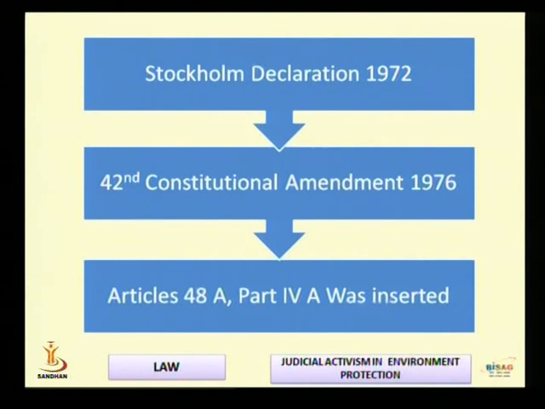For that, I have prepared a chart. In the year 1972, there was the Stockholm Declaration, which we ratified, due to which the 42nd Constitutional Amendment came into force in the year 1976. See, it took 4 years to make the provisions of the Stockholm Declaration applicable, and by that amendment we have two new provisions: Article 48A and Chapter 4A.